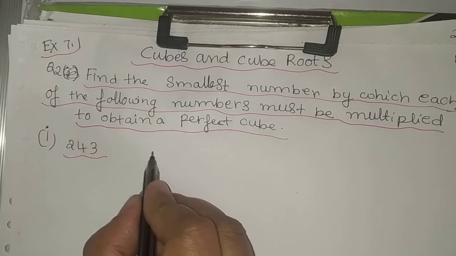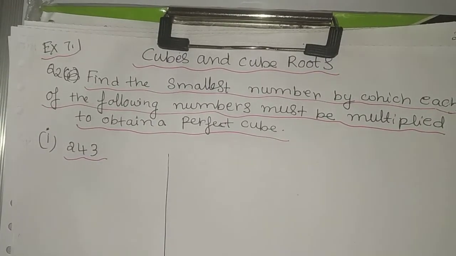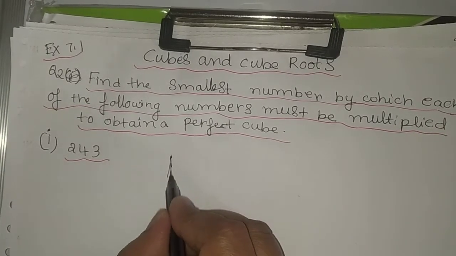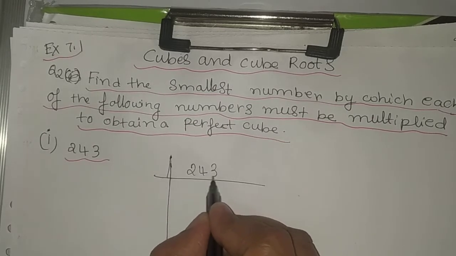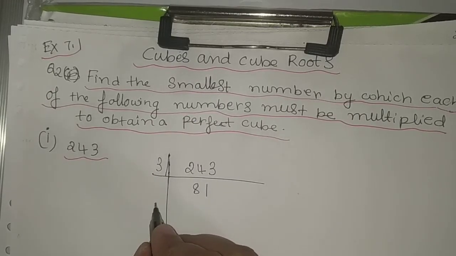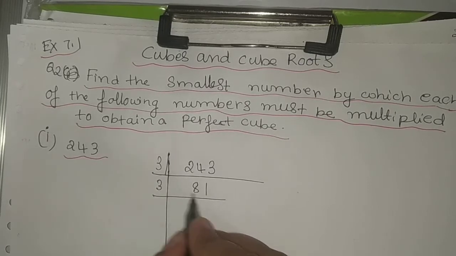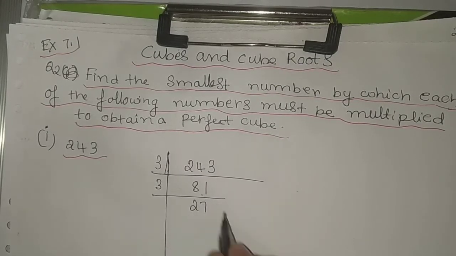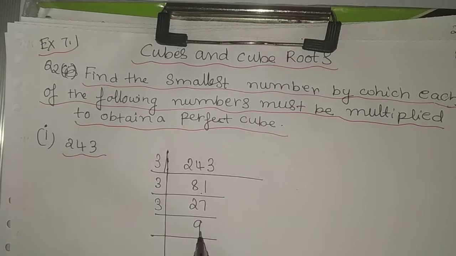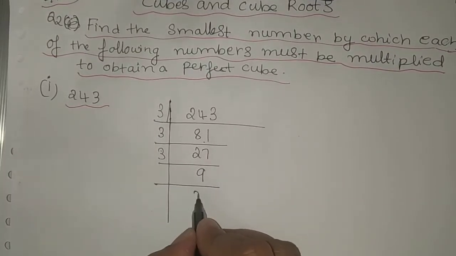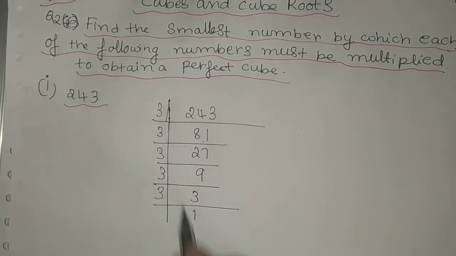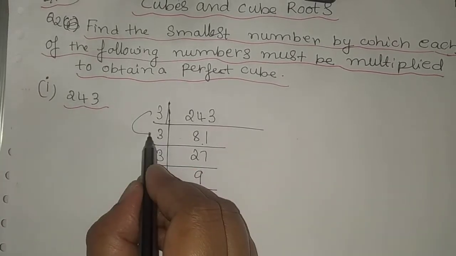First we have to factorize using the prime factorization method. The first number given here is 243. We start the prime factorization. First we take 3 into 81 will be 3. Next again 3, 3 into 27 will be 81. Again we take 3, 3 into 9 is 27. Next, 3 threes are 9. Next again 3 ones are 3. So multiply all of this.